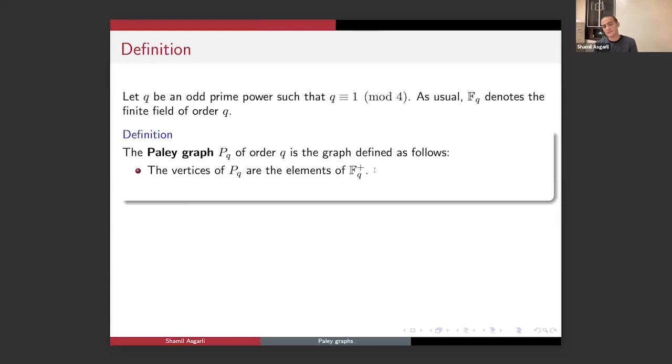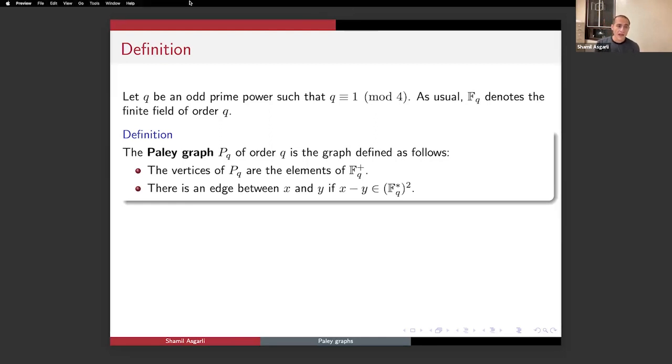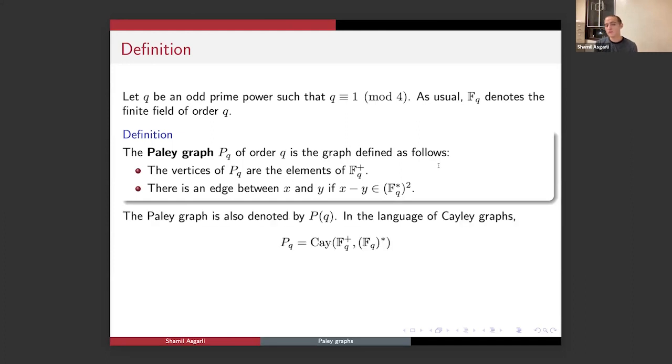So those are the vertices. The vertices are elements of your finite field. Now I have to tell you what the edges are. The edges are determined as follows. There's an edge between x and y if x minus y is a perfect square. The Paley graph is also denoted by P_Q in some references.